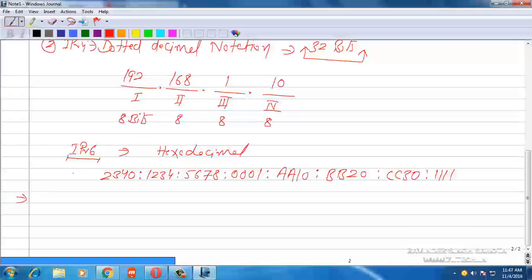So there are in total 32 hexadecimal characters which are there in an IPv6 address.